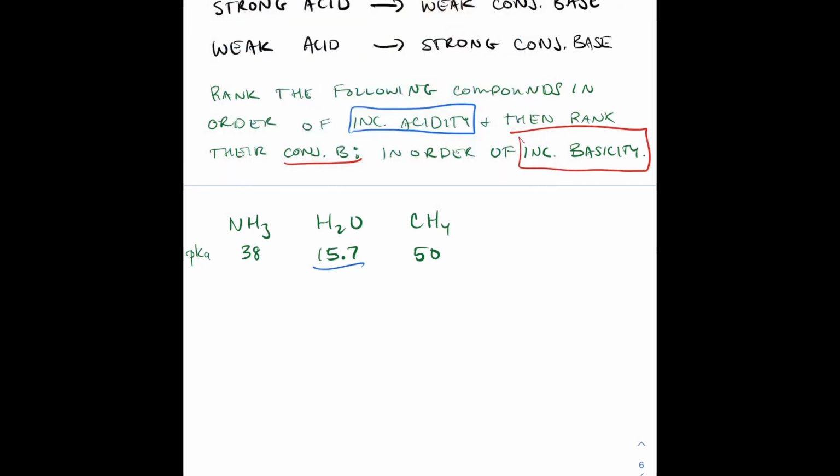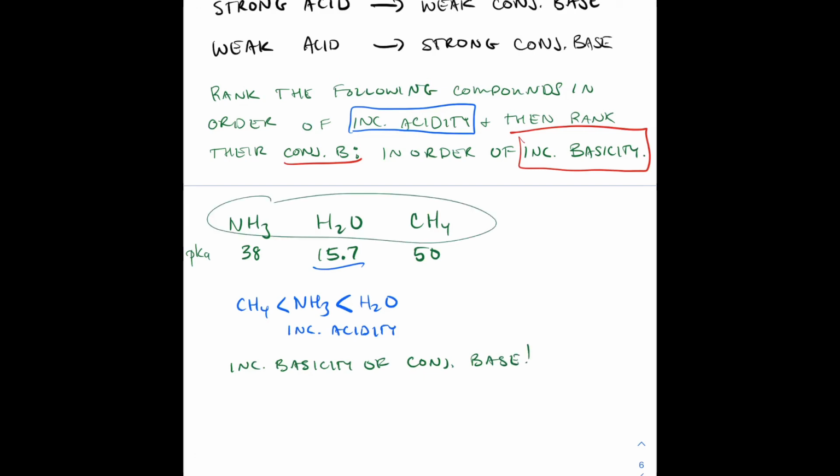First, we want to rank them in order of increasing acidity. Water has the lowest pKa of this group, so it's the strongest acid, NH3 is next in line, and CH4 is last. So this is increasing acidity. Now we want to rank their conjugate bases in order of increasing basicity. What we should do is draw out their conjugate bases, because we need to know what they are. It's just an important task for us.